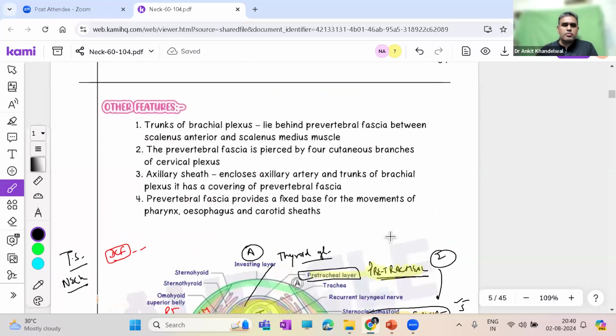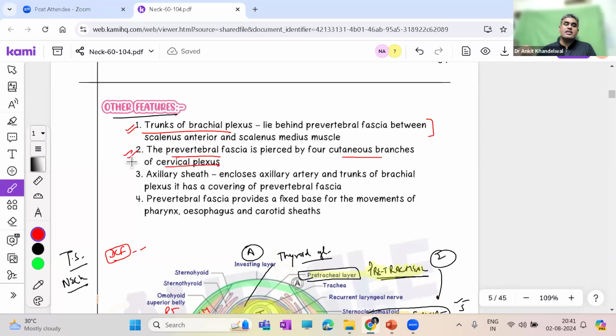Now, remember these few points over here. Other features, there are an important three to four features. The trunk of the brachial plexus. Brachial plexus, you all must know, we discussed in the upper limb. It lies under the prevertebral fascia, between the scalenus anterior and scalenus medius muscles. We'll see that in images as well. The prevertebral fascia is pierced by cutaneous branches of the cervical plexus.